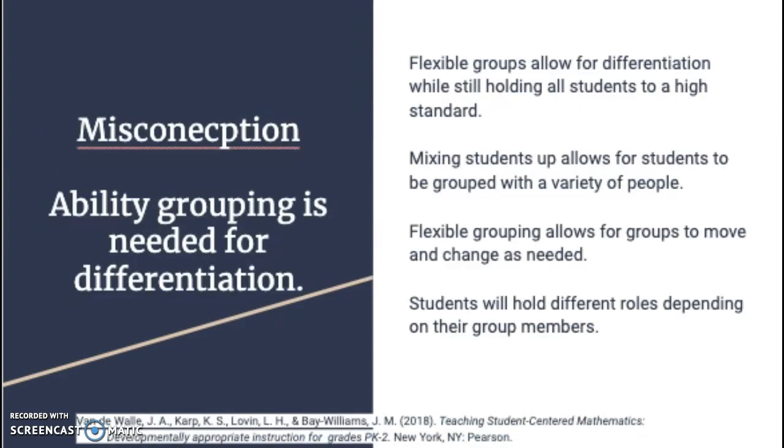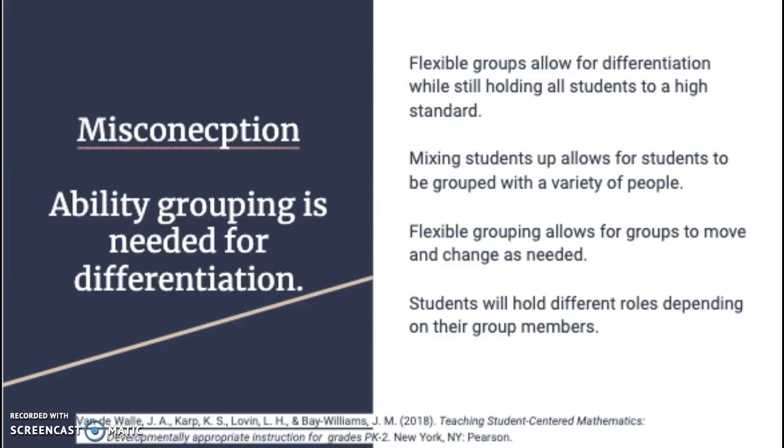The misconception that I chose to talk about is that ability grouping is needed for differentiation. And as I talked about on the last slide, you can use differentiation and even small group differentiation while still not using ability grouping. Students work in teams to solve problems and support each other, while the teacher assists as needed, yet the teacher is assisting all students simply in different ways.